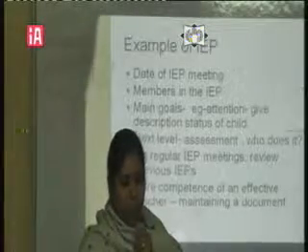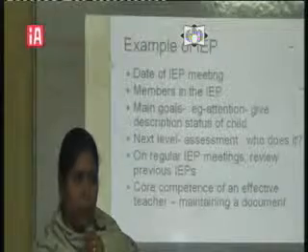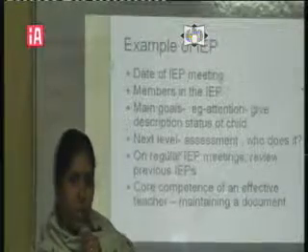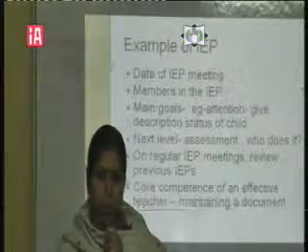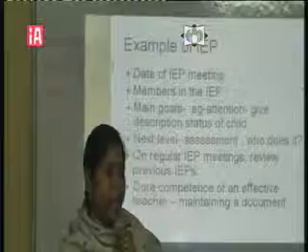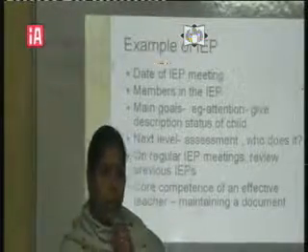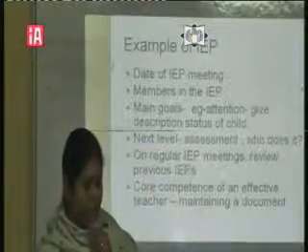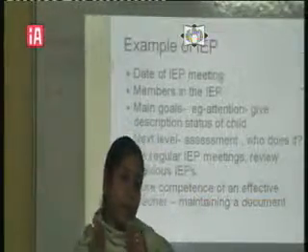On regular IEP meetings, review previous IEPs. Okay, in June the child has joined. You have the first IEP which is there based on the information that is gathered. The next IEP would be in September when you break for the vacation. Okay, so you have to review the first IEP and the second IEP. So it goes on. You have to keep reviewing the IEP, only then you can see the progress. Core competence of an effective teacher is maintained in a document.